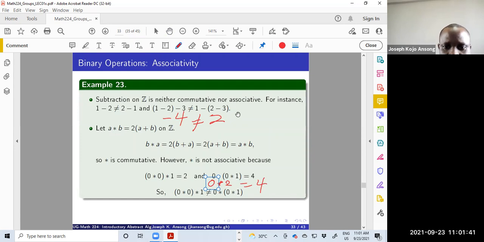See? So in this case, it is commutative, but it is not associative because I pick 2 integers, 0 and 1, and perform these operations, and they are not equal. Therefore, star is not associative under the set of integers.